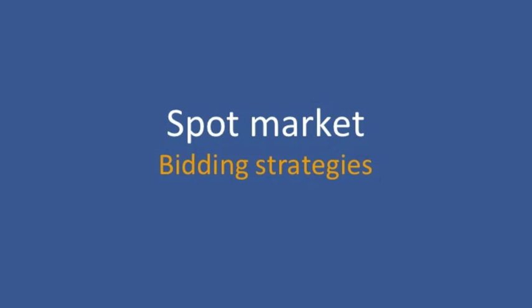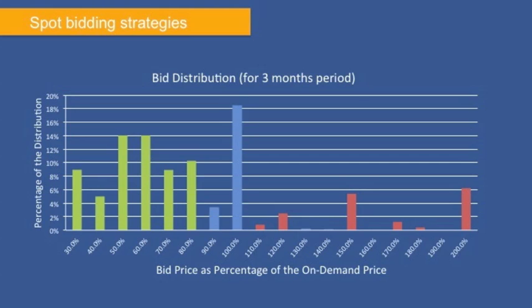So let's look at some of the bidding strategies that customers use. If we look at some real data from the spot market within AWS, the bid distribution for a 3-month period here, we can look at the bid price as a percentage of the on-demand price and the percentage of the distribution that's gone. So we can see the blue bar in the middle is people bidding on the on-demand price, 100% of the on-demand price. Whereas at the far right, we've got people bidding 200%, twice the on-demand price. And at the far left, people bidding only 30% of the on-demand price for that given resource. So that explains the chart.